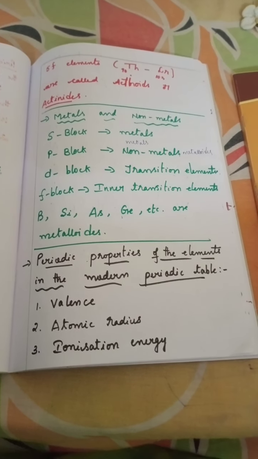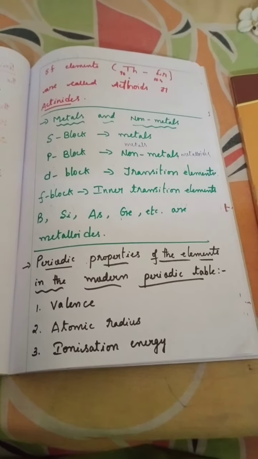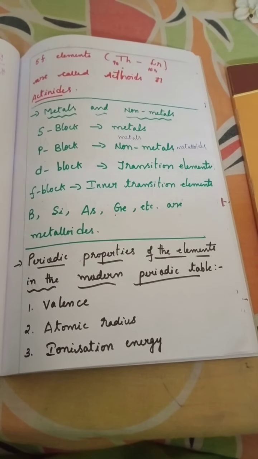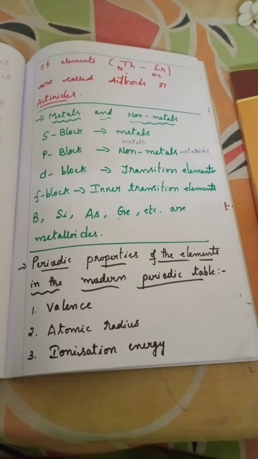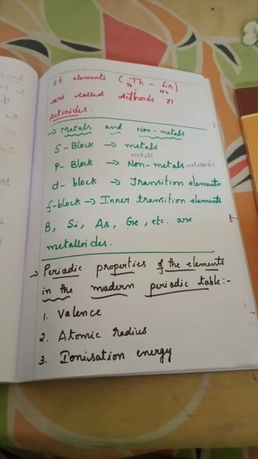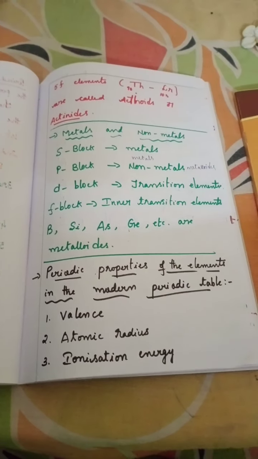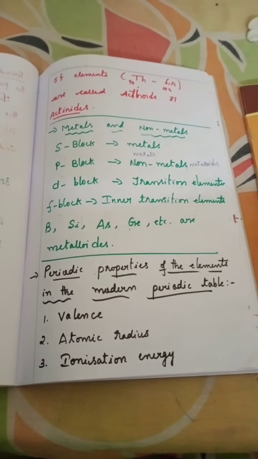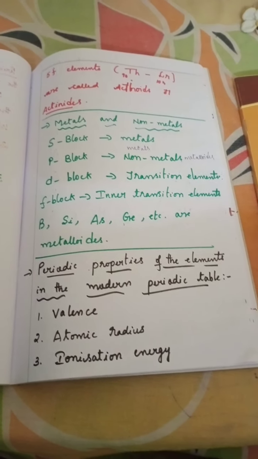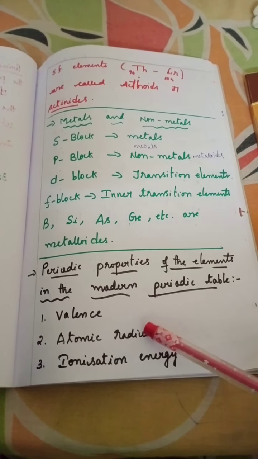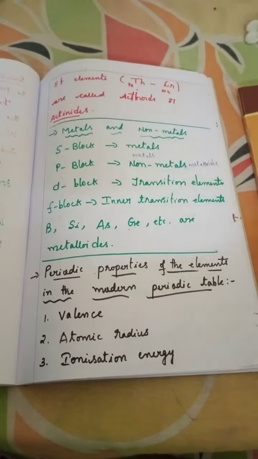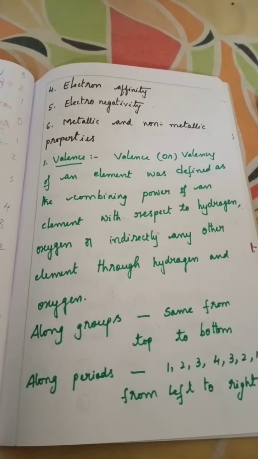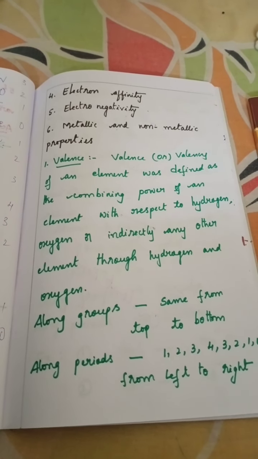So, in yesterday's class, we learned about the modern periodic table, which was proposed by Moseley, and we learned about the actinoids and lanthanoids. The 4f series elements are called lanthanoids, and the 5f series elements are called actinoids. And what are the trends in the periodic properties? Those are valency, atomic radius, ionization energy, electron affinity, electronegativity, and metallic and non-metallic properties.